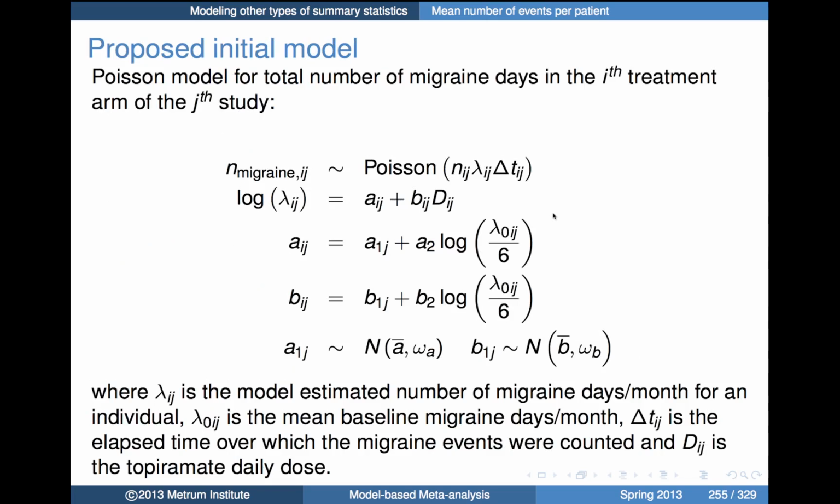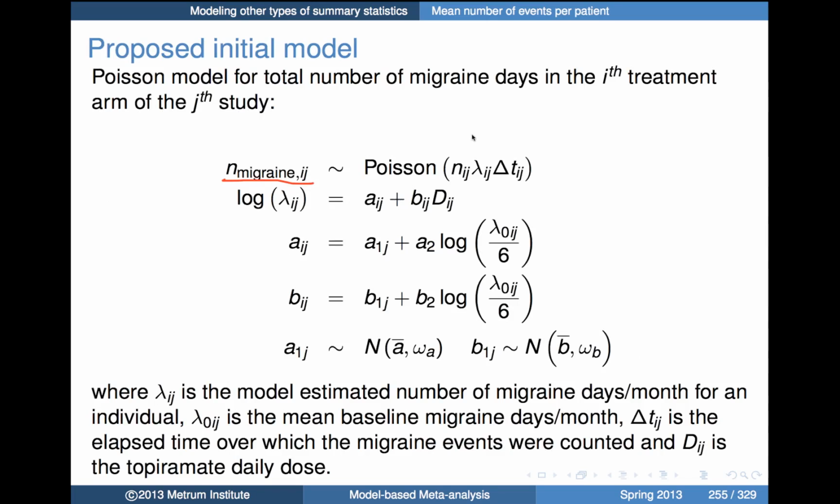So we're going to do a Poisson model for the total number of migraine days in the ICE treatment arm of the JAITH study. And when I say total, I mean total number of migraine days across all patients in that treatment arm for a given period of observation. So that's what this N is going to be.